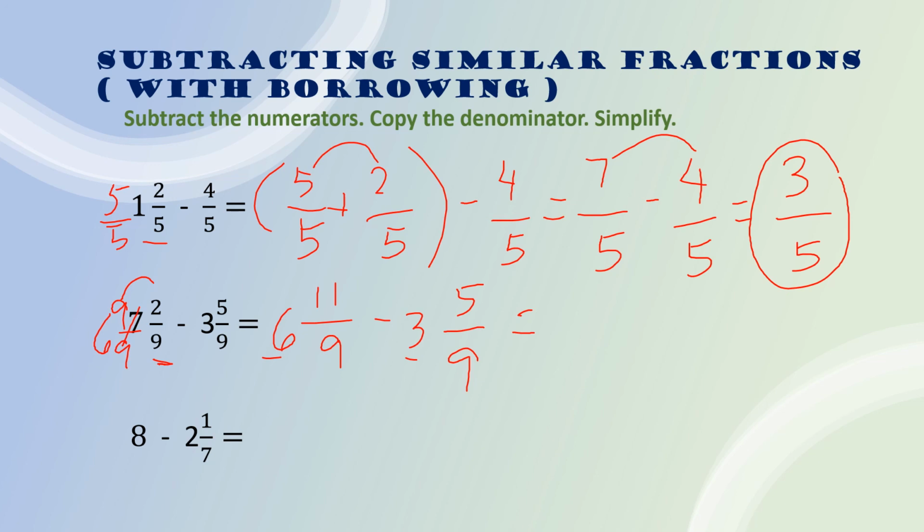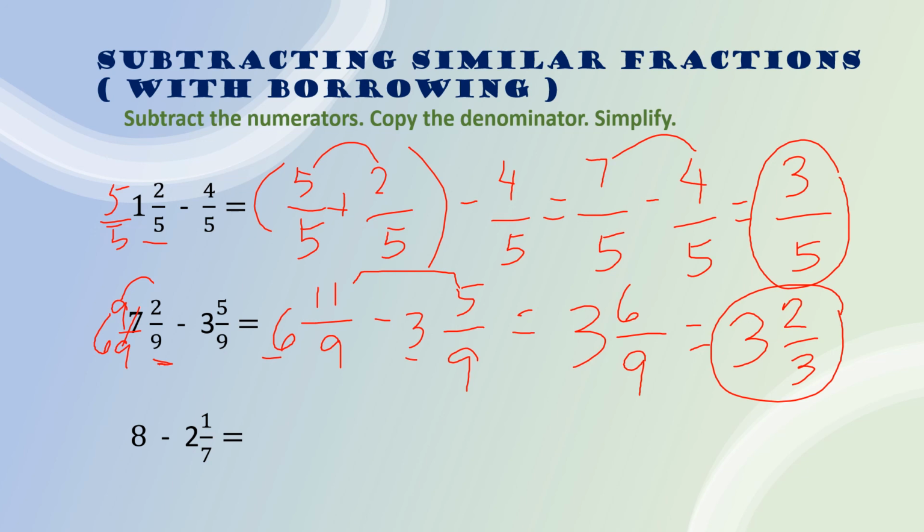6 minus 3 is 3. Then 11 minus 5 is 6. Then copy the denominator 9. But this is not our final answer yet, because 6/9 can still be simplified to 2/3. So our final answer is 3 and 2/3. That's how we do it.